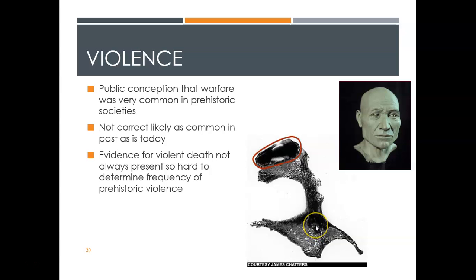Same with violence. We don't find a lot of evidence for violence in the past, at least not tons and tons, suggesting that people were more violent in the past than they are today. Sometimes it's hard to determine what the frequency is like, because it's hard to determine whether or not it was accidental or not. So here's an example of the Ancient One who had a stone tool embedded in their hip. And so the question was, was this an accident, or was this intentional violence against this individual?